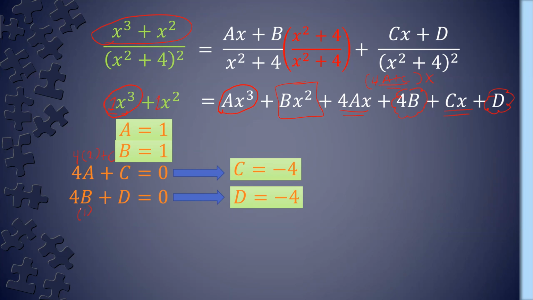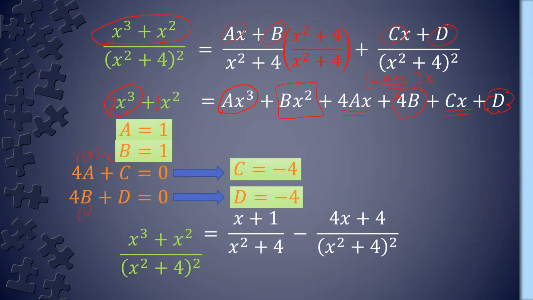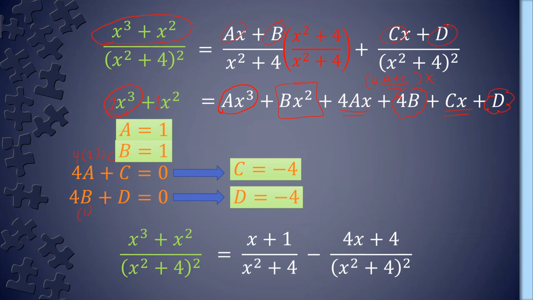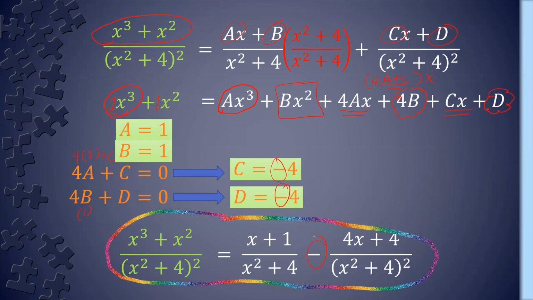So the fraction that we had started out with will equal, remember where the a, b, c, d are, right? So your fraction is going to be split into 1x plus 1 over x squared plus 4, and then we'll factor out the negative here, and you will have minus 4x plus 4 over x squared plus 4 altogether squared. And that is how we decompose a fraction with irreducible quadratics.